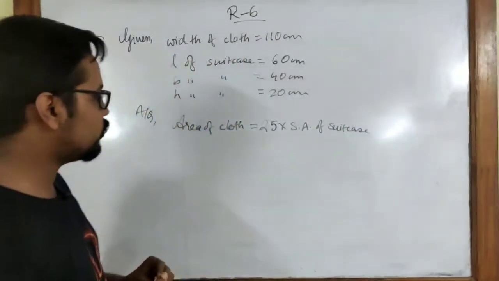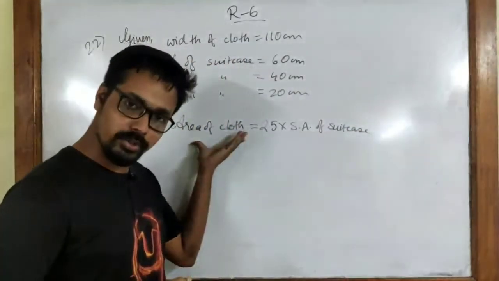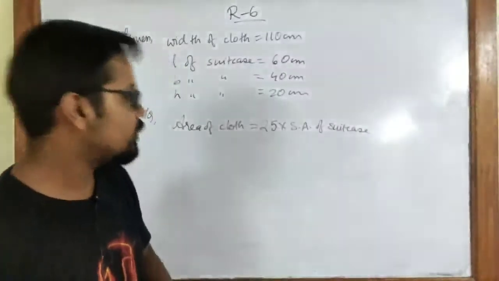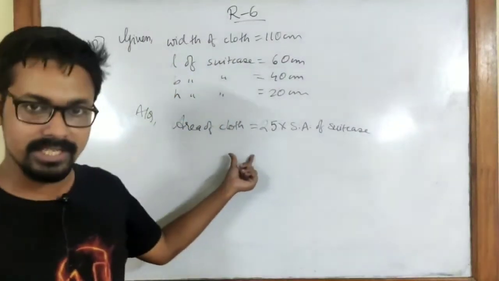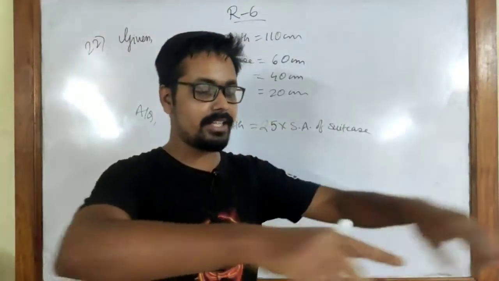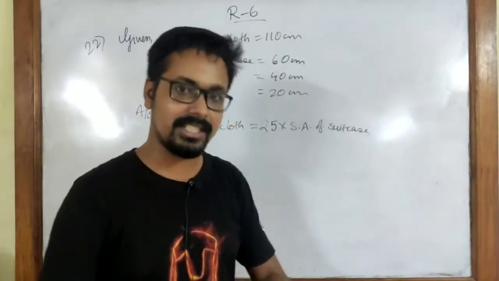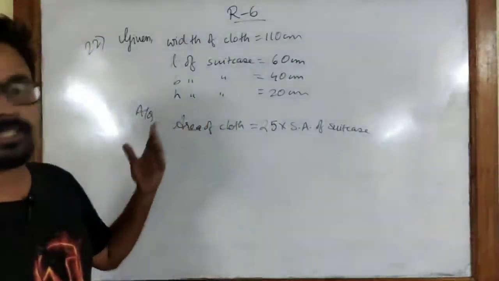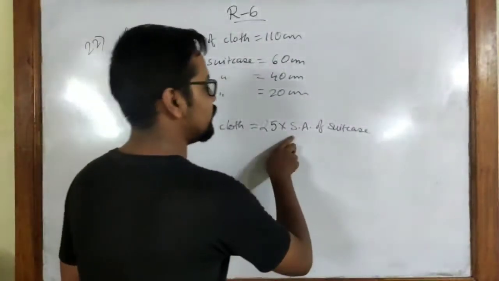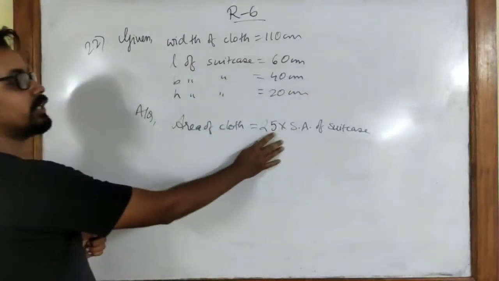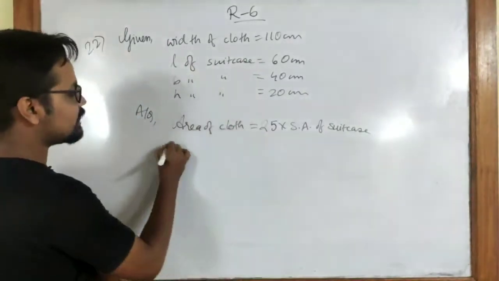I hope you understood this logic. The area of the cloth that you need must be 25 into the surface area of suitcase, because there are 25 suitcases, and if I need the cloth for making one suitcase, its surface area and the amount of cloth must be same, right? So area of the cloth must be equal to the surface area of suitcase times the number of suitcases, which is 25.